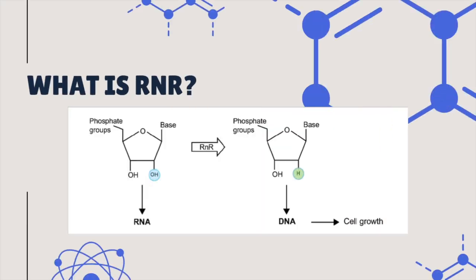RNR is the enzyme responsible for converting ribonucleoside diphosphates, the RNA building blocks, into deoxyribonucleoside diphosphates, the DNA building blocks. It does this by reducing the ribonucleoside diphosphates, removing their 2' hydroxyl group. This process is essential for DNA replication and repair, meaning no RNR, no DNA synthesis, no cell division.